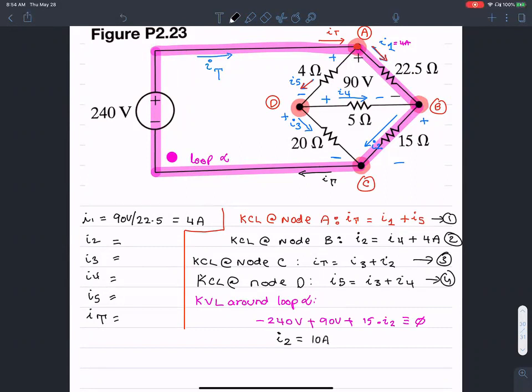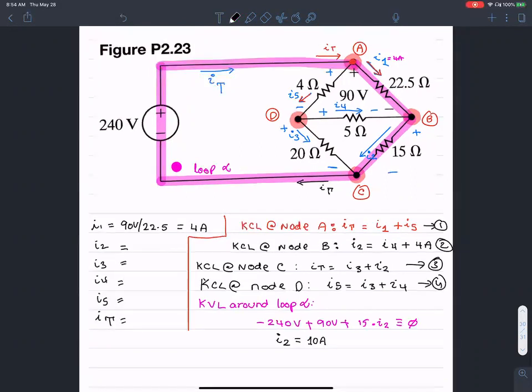I believe it's 10. Perfect, thank you. So I2 is 10 amperes. What else can we do now? We can solve for I4 at node B, because we have I2 now. So I have I2 here, and I can find the value of I4 to be 6 amperes. Yes. Okay, perfect.